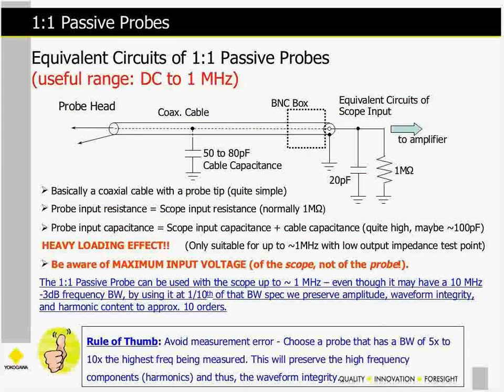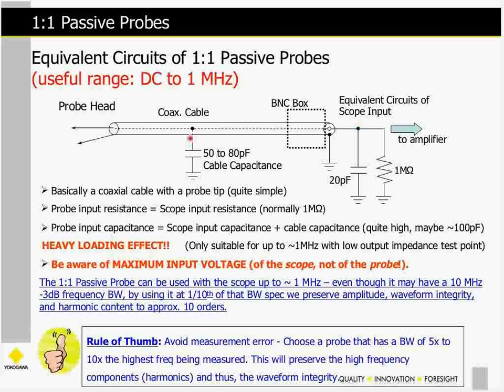So that's a classification. Okay, so let's take a step back to the very first row on that chart that we just discussed, and we're going to talk about this very simple one-to-one passive probe. So a one-to-one passive probe really is just a piece of coax. At the end that connects to the scope, it may have a little BNC box. There's no adjustments on it. It's really often just a BNC connector.